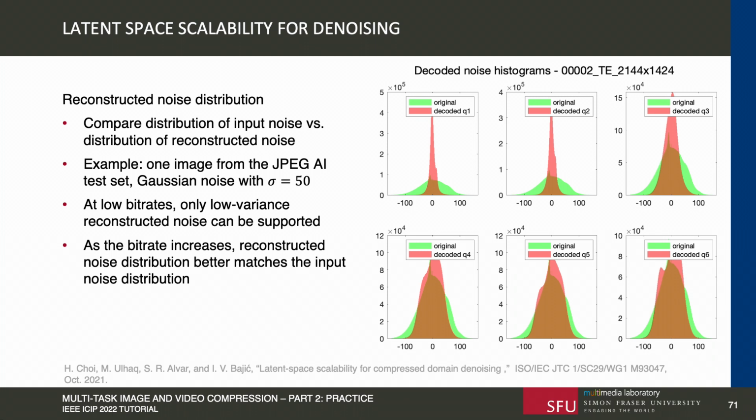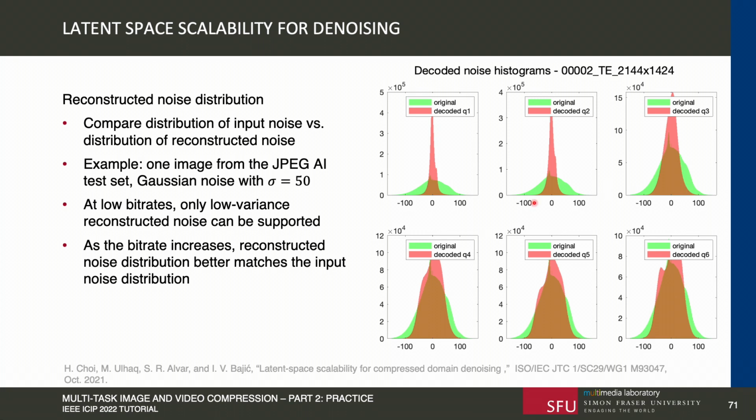And here are some results on the quality of reconstruction of noise distribution. These are obtained on one of the images from the JPEG AI test set, and they represent the case of Gaussian noise with sigma 50. So in each of these 6 figures, we see 2 histograms. The green histogram is the distribution of the noise in the input noisy image, and the red histogram is the distribution of the noise in the reconstructed noisy image.